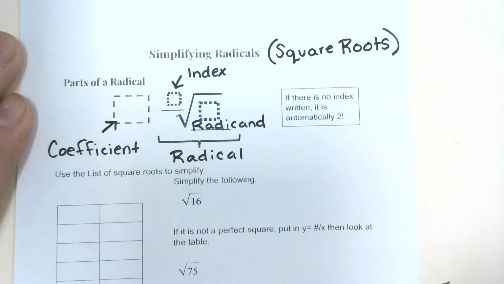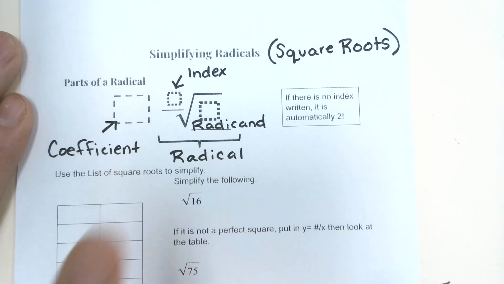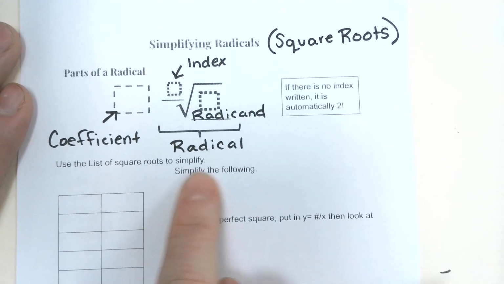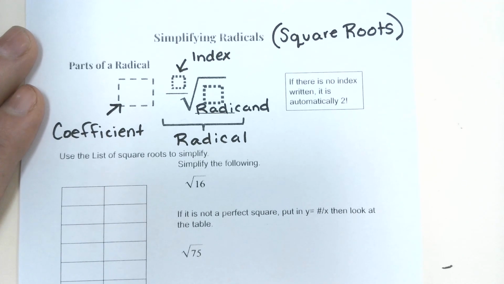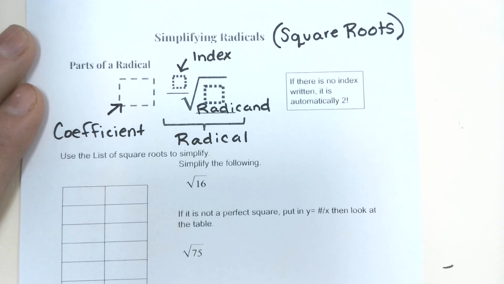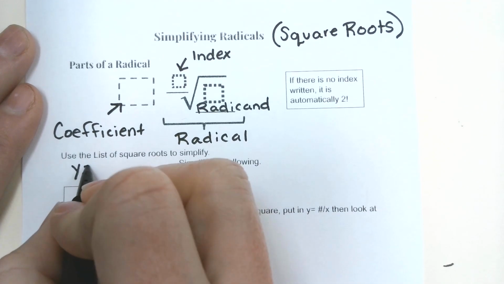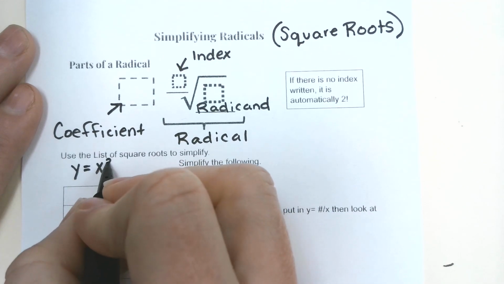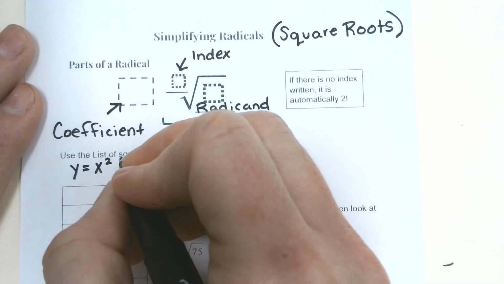We are going to simplify square roots today. So we are not dealing with any other indexes today, just square roots. We are going to start out by making a list of square roots. The great thing is you don't have to memorize this. You just have to know how to find your square roots in the calculator. The way you do that is by going to y equals and putting in x squared. And then you look at the table.